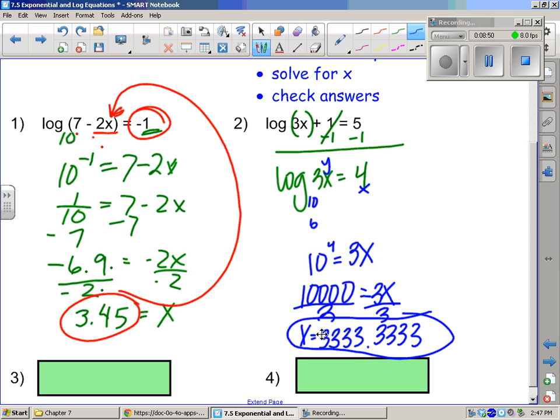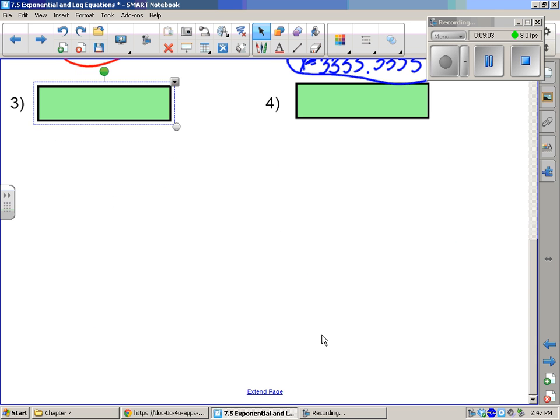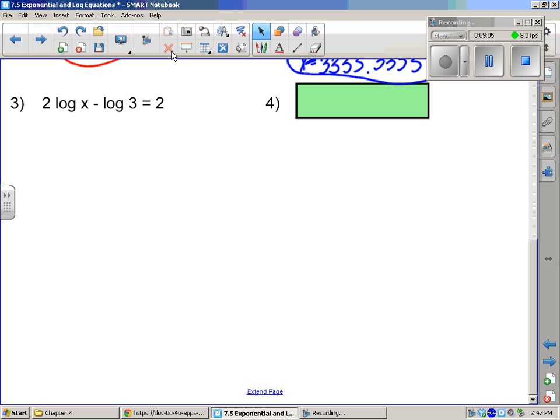All right. So you could check it. You got to use the right order of operations, though. You'd have to do 3 times that, then take the log, then add 1, and it should be 5. Good. All right, let's do some more. These are kind of fun once you get used to how to set them up.